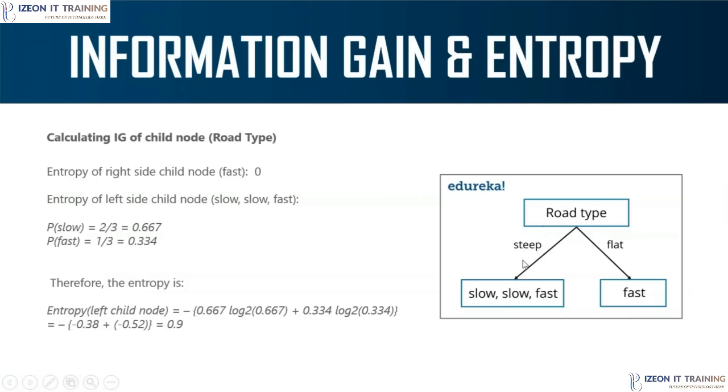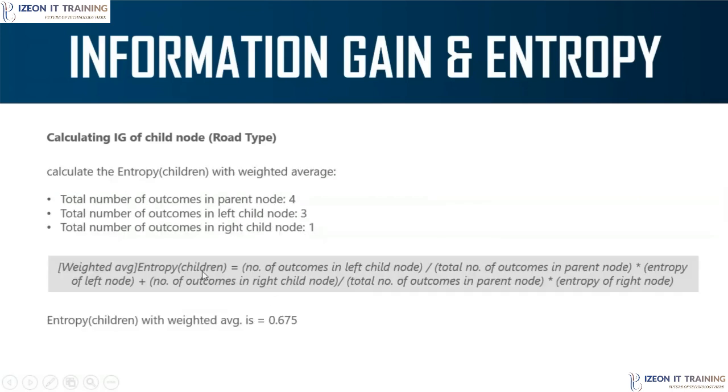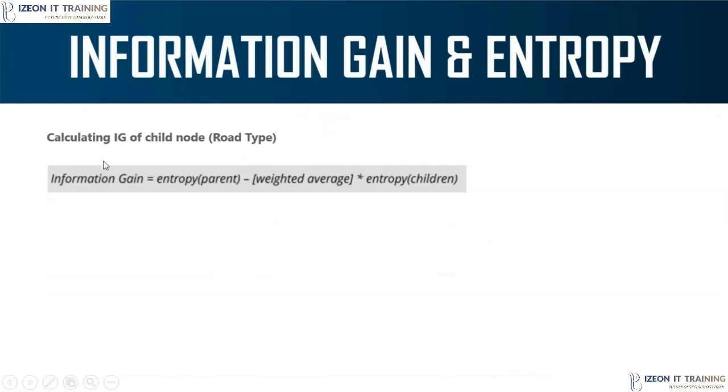So whenever your road type is steep, your output can either be slow or it can be fast. So finally, you get the entropy as 0.9. In order to calculate the information gain of the road type variable, you need to calculate the weighted average, right? I'll tell you why. In order to calculate the information gain, you need to know the entropy of the parent, which we calculated as 1, minus the weighted average into the entropy of the children.